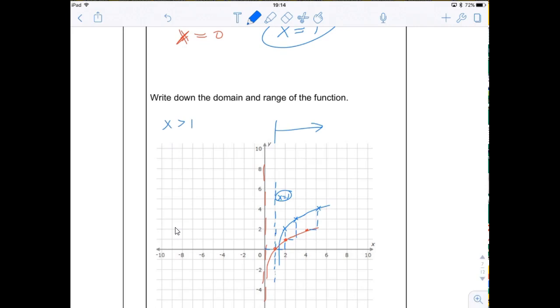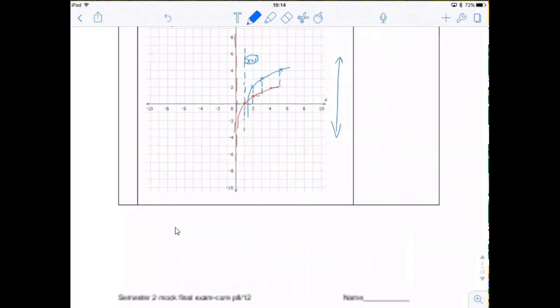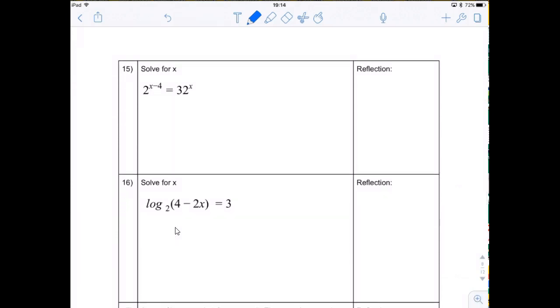Okay? And is that the domain or the range? Well, it's the domain, because the domain is the x part, right? The range would be the y part, and you can see that for y values, the blue function goes up and down forever. So you could say y is all real numbers. Okay? All right, let's move on to page 8.